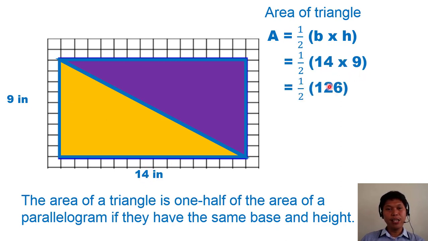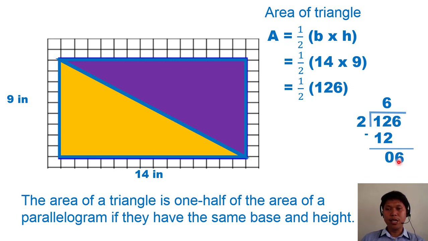Then 14 times 9, we solved it already a while ago. It is 126. Then 1/2 of 126. And what is 1/2 of 126? We need to divide 126 by 2. So we divide by 2. 1 divided by 2, we cannot divide that, so we are going to include 2. So 12 divided by 2 is 6. 6 times 2 is 12. 12 minus 12 is equal to 0.